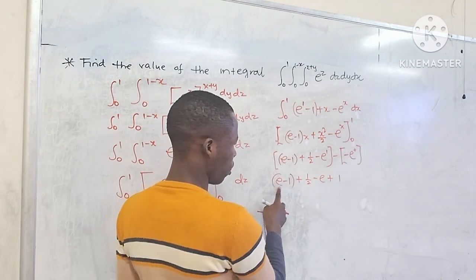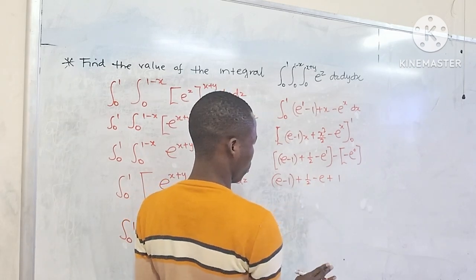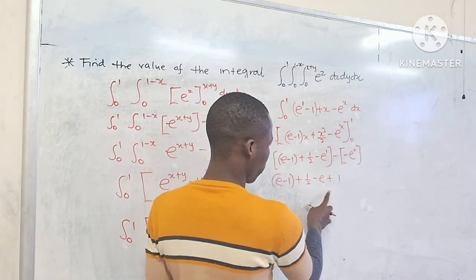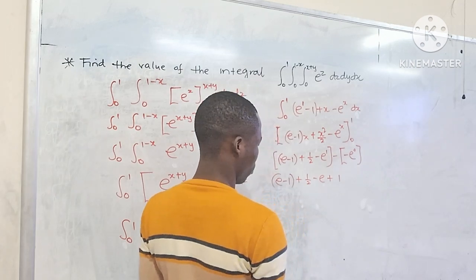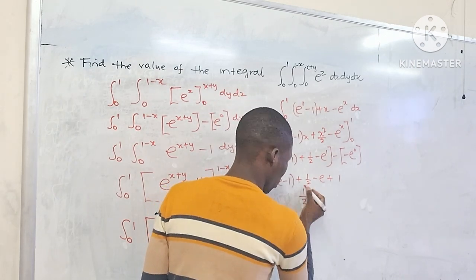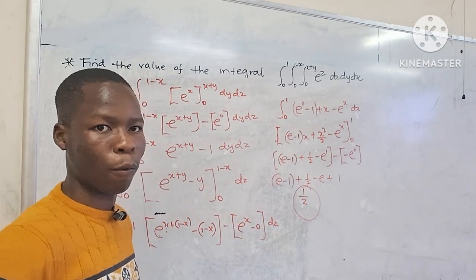Okay, e minus e is 0. Negative 1 plus 1 is 0. So the answer is half. Half is the final answer.